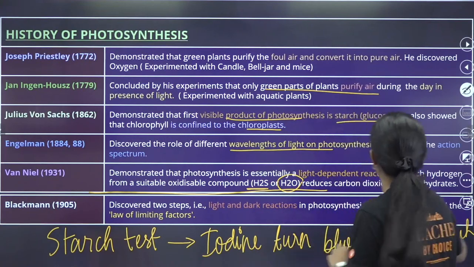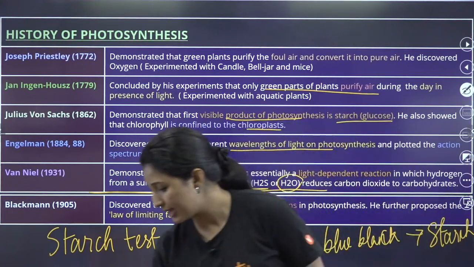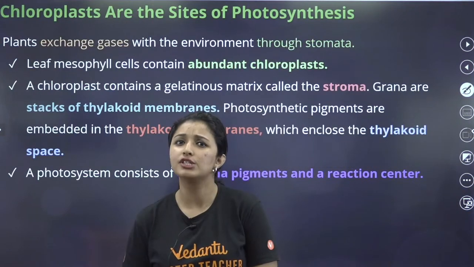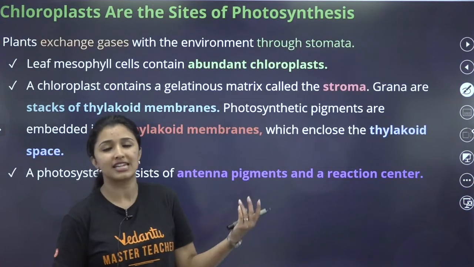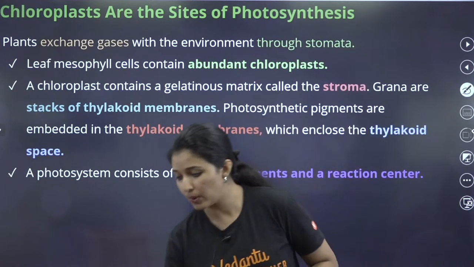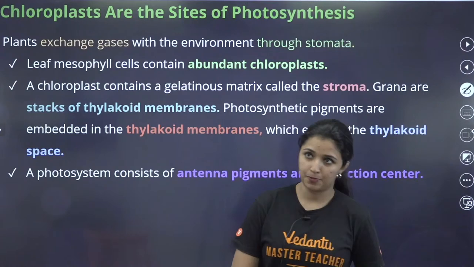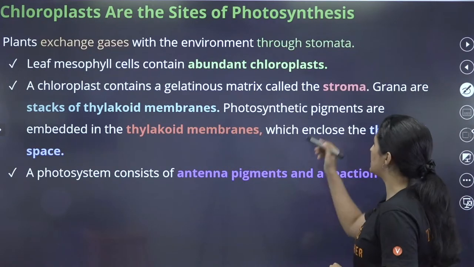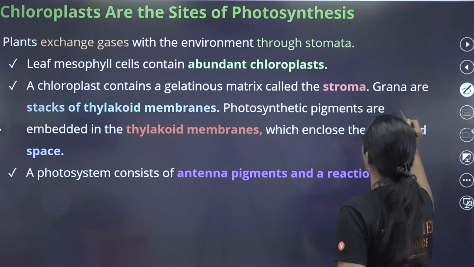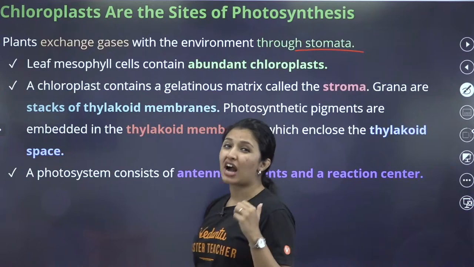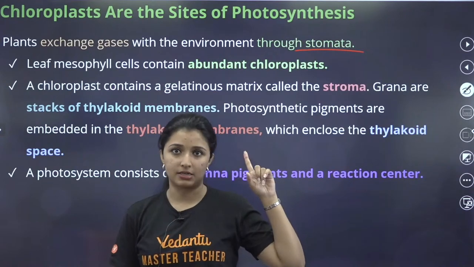Now let's get into more of photosynthesis. Where is photosynthesis happening? Basically, photosynthesis happens in the chloroplast, because we are all aware that we need the pigments. Plants exchange gases with the environment through stomata. We are aware of that. Whatever source of carbon dioxide is there, we get from stomata.